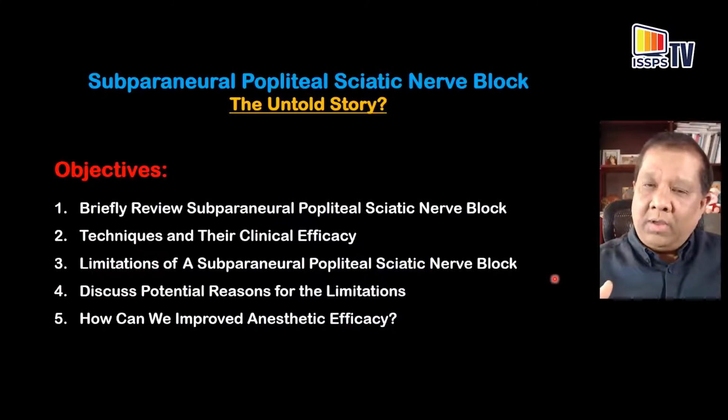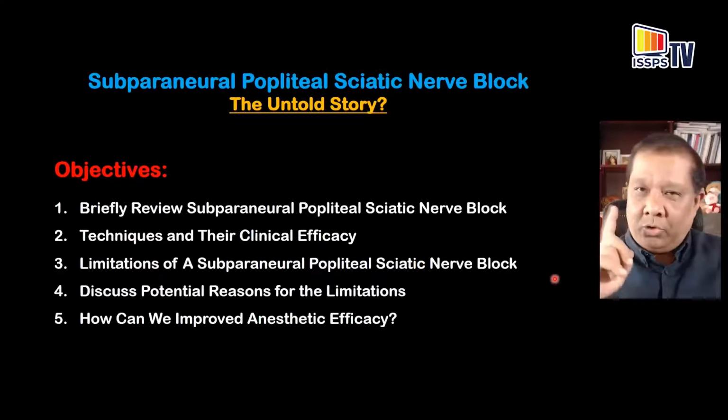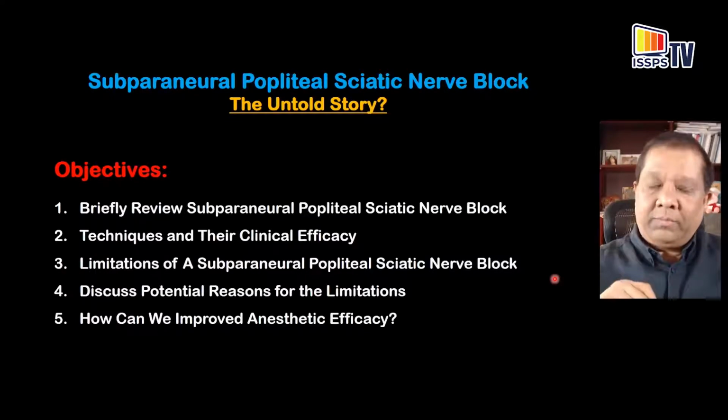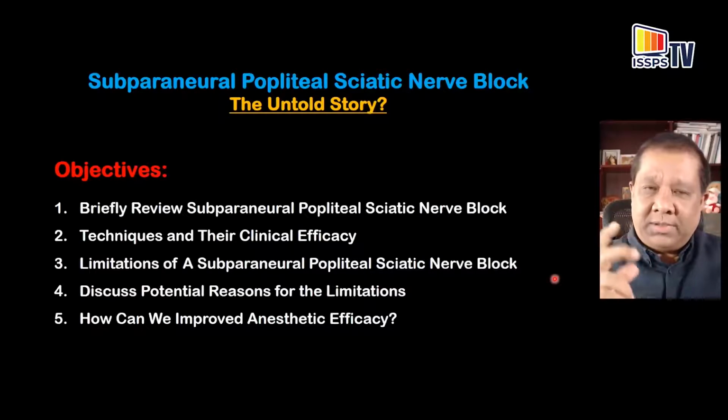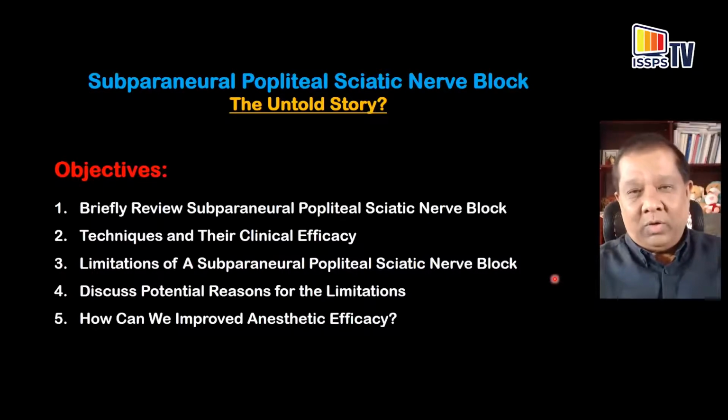Lest you go home or you switch off your computer today and you think, I have learned about the holy grail of sciatic nerve block. No, that's not what I'm here for. I want to prove to you that the subparaneural injection is desirable, but we still don't know about popliteal sciatic nerve block, and we are no better than what we were before we started using ultrasound.